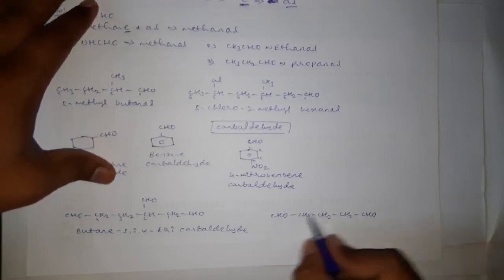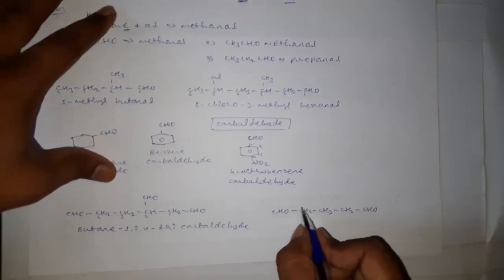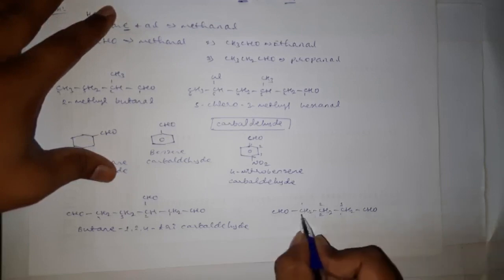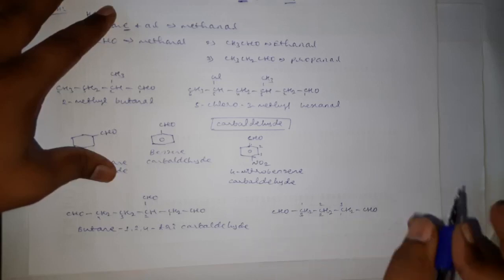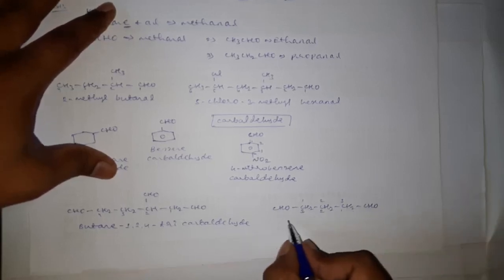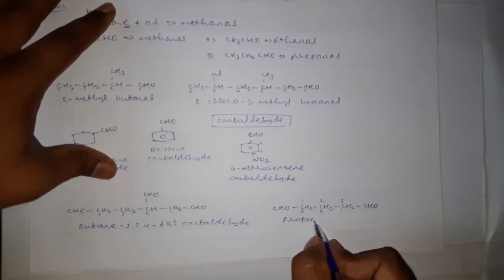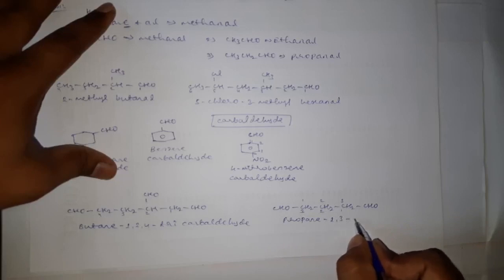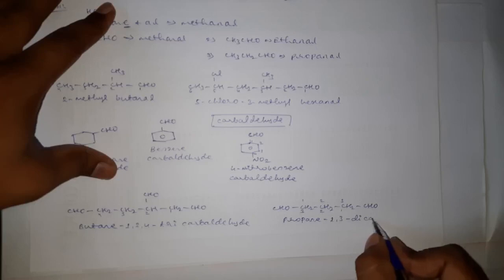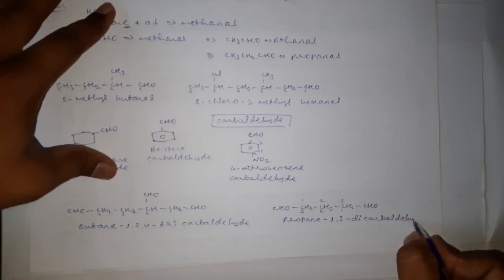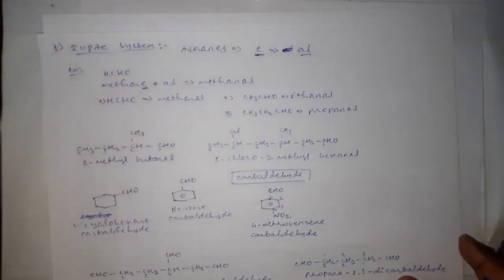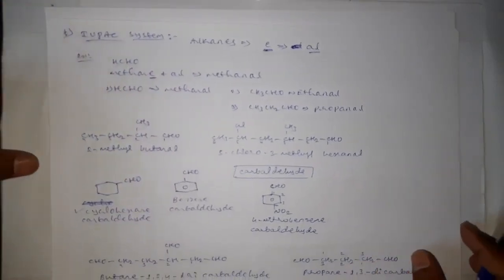Okay, take another example: CHO, CH2, CH2, CH2, CHO. Here 2 aldehyde groups are there, and we should start numbering from this end or from this end. Both are the same, both ways are correct. And here the parent chain is propane, and on the first and third carbons 2 aldehyde groups are there. Therefore we have to use the multiplicative prefix di, dicarbaldehyde. Okay, this is all about the IUPAC system of nomenclature for aldehydes.